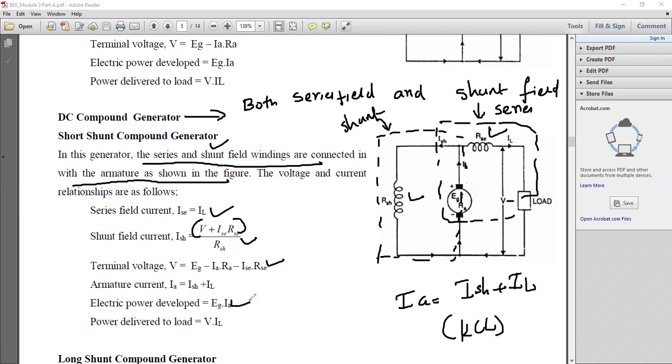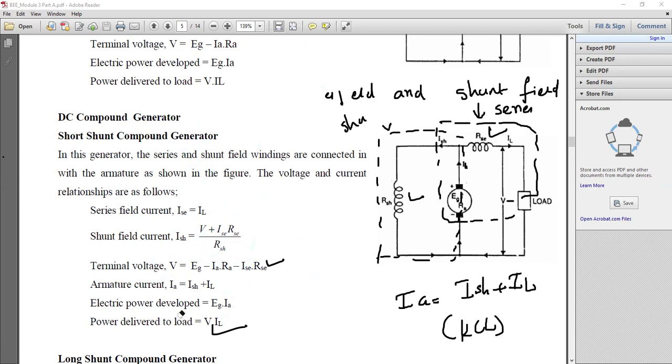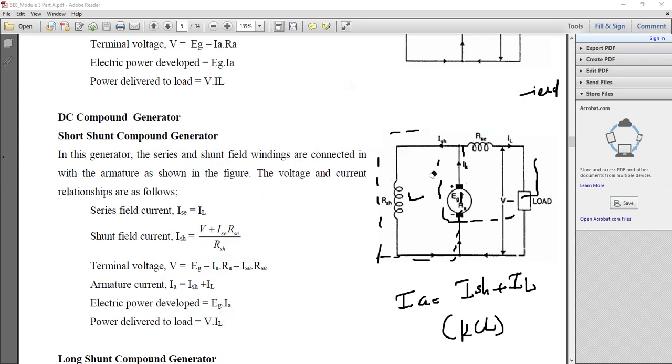Similarly, the electric power developed at the armature is EG into IA. Power delivered to the load is V into IL. So this combination is known as a compound generator. Okay, so you can make a note of this.